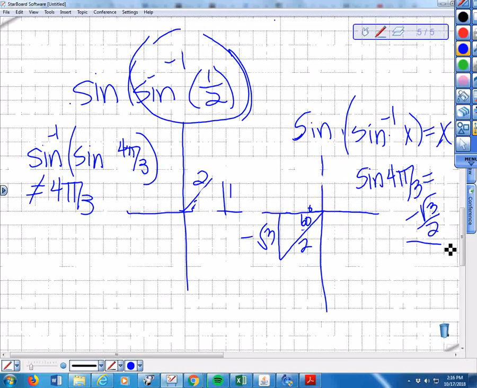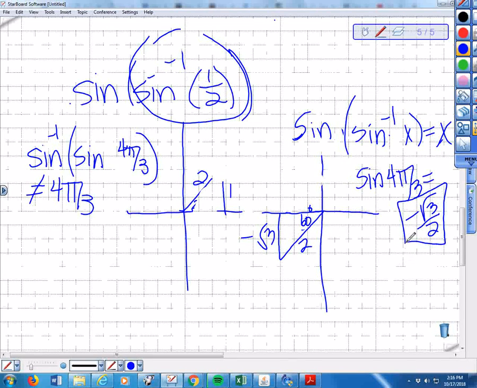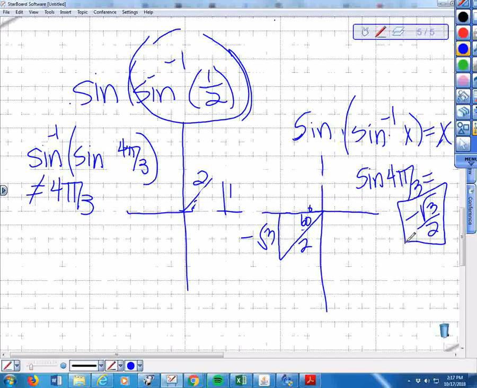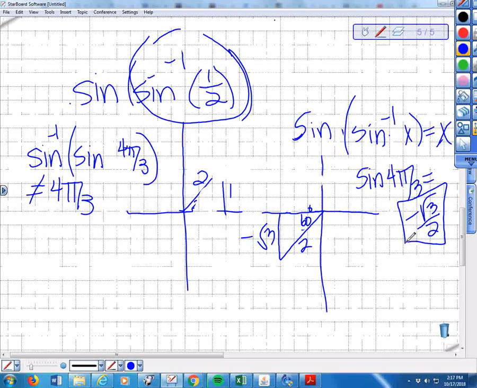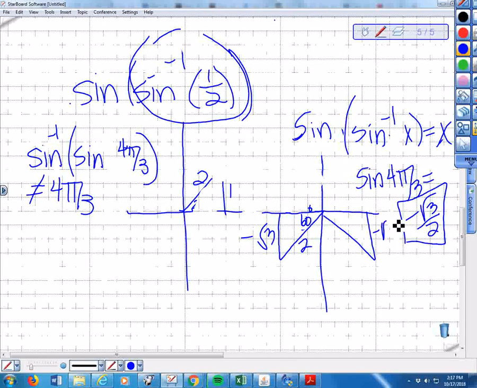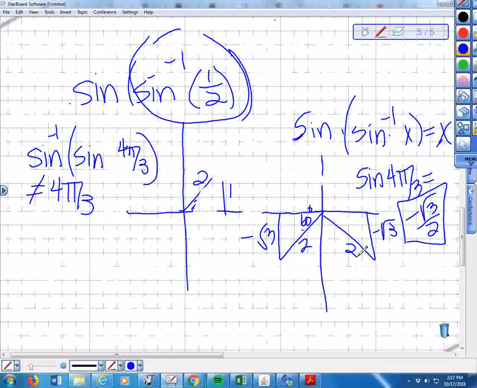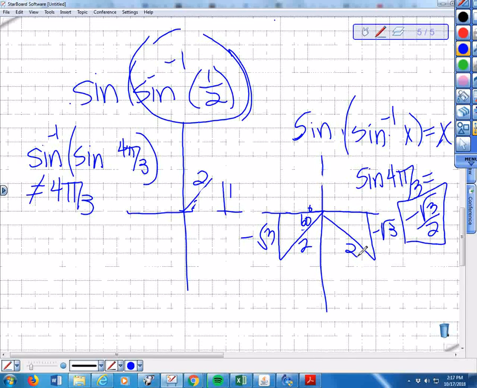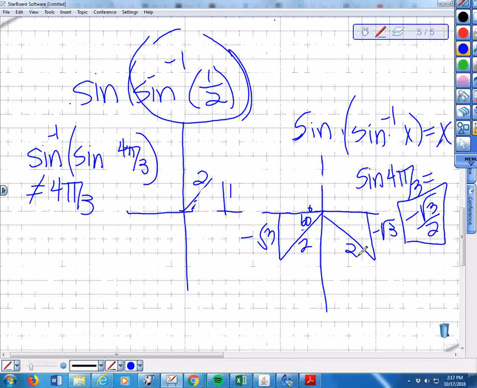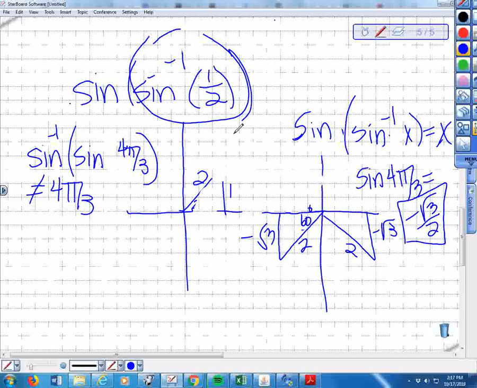Well, where in the actual domain that's allowed on the arc sine is sine equal to negative square root of 3 over 2? Well, it's allowed from negative pi over 2 to pi over 2, first and fourth quadrant, right? So it's this angle where it's equal to negative square root of 3 over 2, right? Which is 5 pi over 6. No. 5 pi over, let me get this right. 3 pi over 3, 6 pi over 3, 5 pi over 3, right?